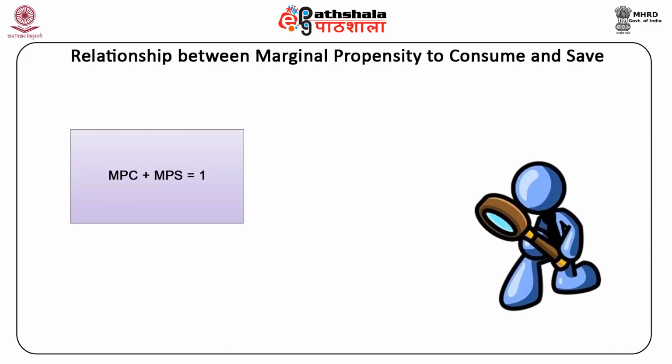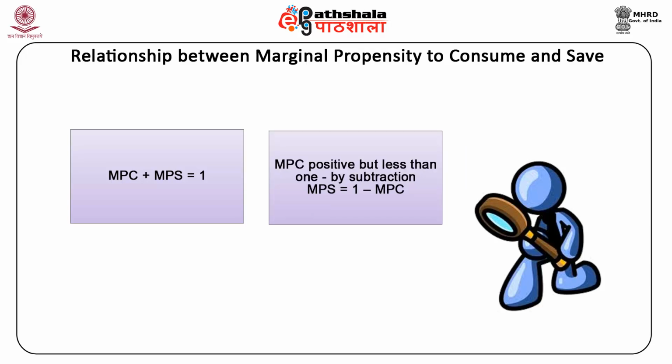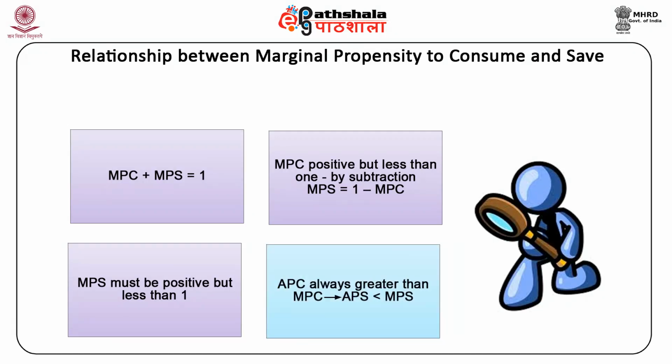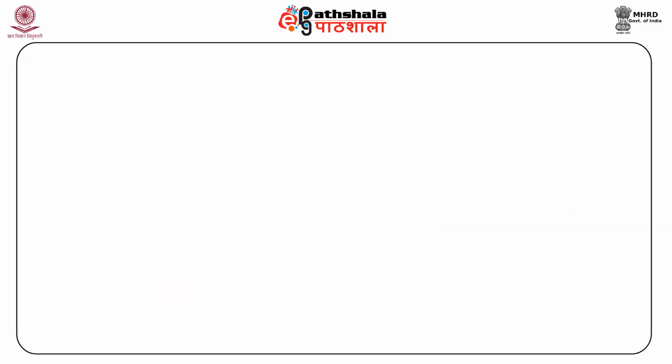MPC and MPS also add up to 1. If MPC is positive but less than 1, then it follows by subtraction, because MPS = 1 - MPC, that MPS must also be positive but less than 1. Furthermore, if the APC is always greater than the MPC, it follows that APS is always less than MPS.